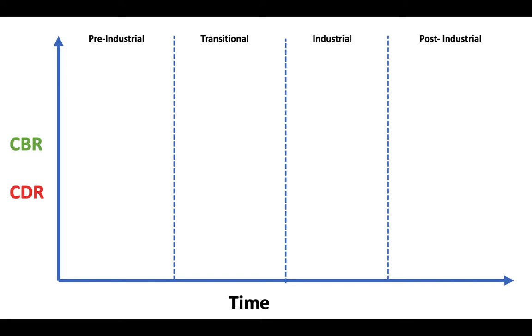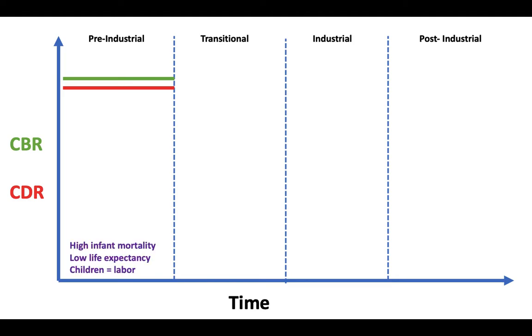So in the pre-industrial phase, we see high birth rates and also high death rates, right? This ultimately is because of a variety of reasons, but there is high child mortality, and so people are having lots of babies to offset that child mortality, right? But also there's a very low life expectancy. People aren't living very long, and children are seen as an important source of labor. That's both in terms of working on the farm and helping out around the house.